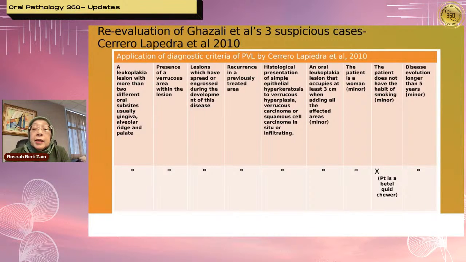Because in these cases, we do have simple epithelial hyperkeratosis, but we did not see it at the beginning of the lesion, because as I said, we may have not got it, or it may have just started with the other lesion. And an oral lesion that occupies at least 3 centimeters when adding all the affected areas. And this is the minor. The first 5 are major. The patient is a woman. Most of our patients are women, and the patient does not have the habit of smoking and has disease evolution longer than 5 years. So ours satisfied that criterion, in our follow-up period.